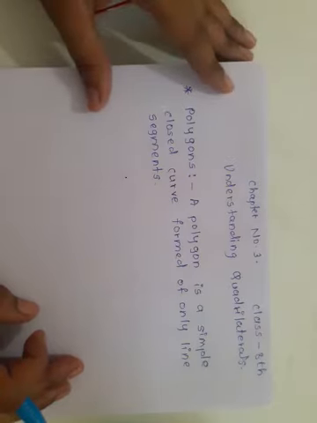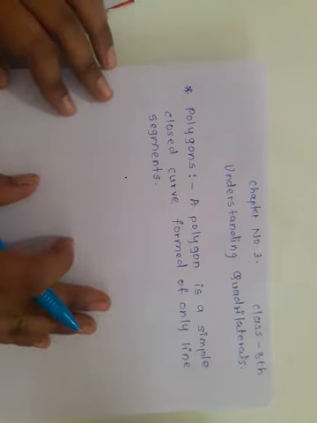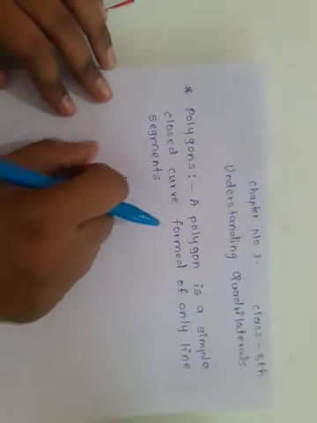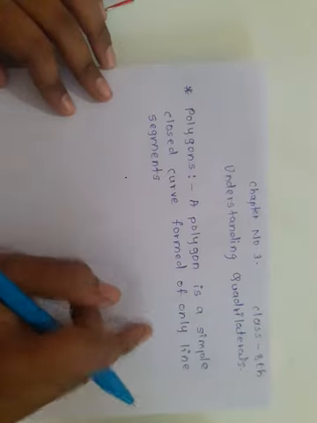Today we are going to study chapter number 3 of our subject maths, understanding quadrilaterals. The first definition of this chapter: what do you mean by polygons? A polygon is a simple closed curve formed of only line segments.